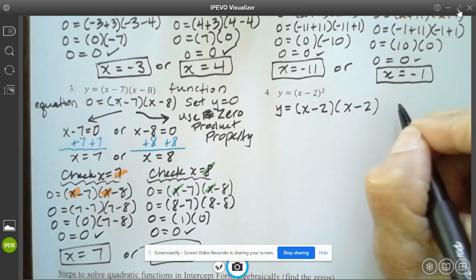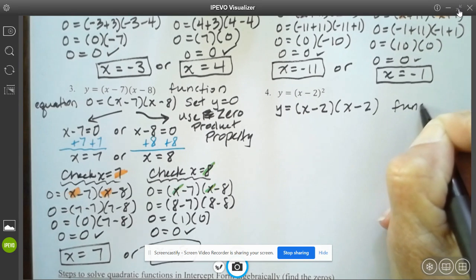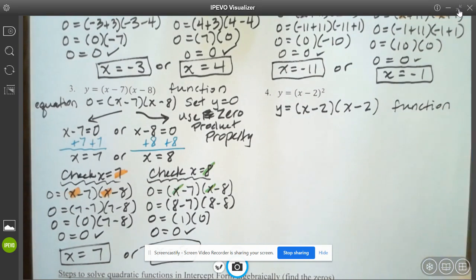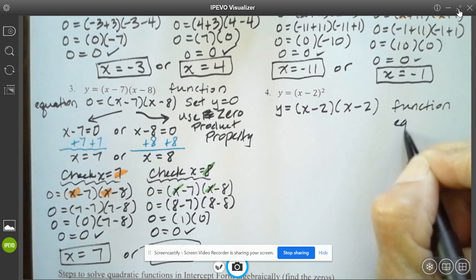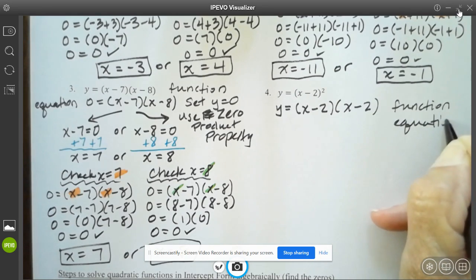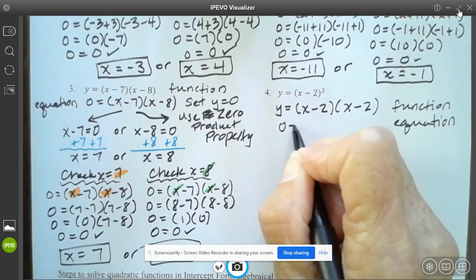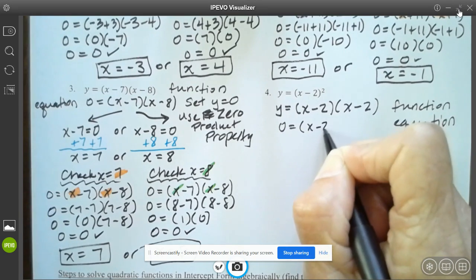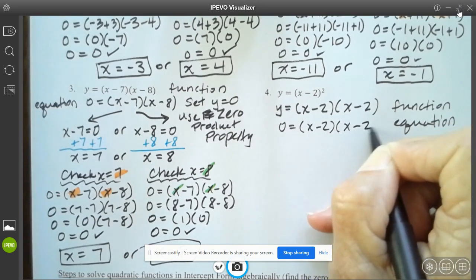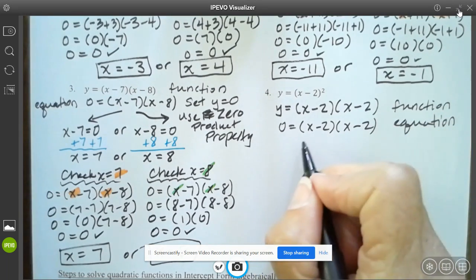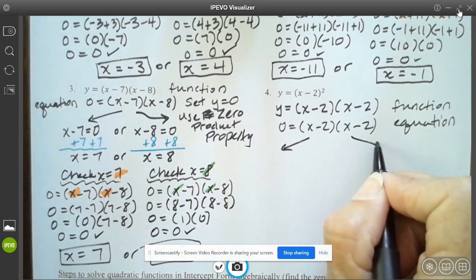Now, that is our original function. We're going to make an equation. You should know how by now. That means setting y equal to 0, and use the zero product property.